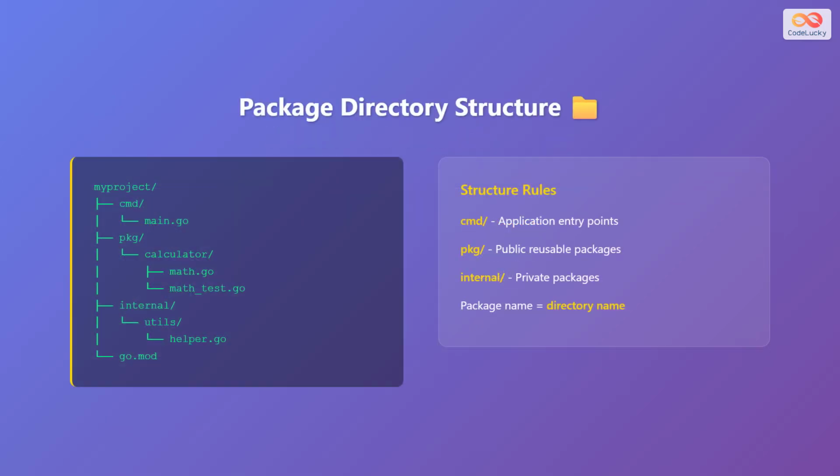Let's explore the recommended directory structure for Go packages. Typically, you'll have a main directory for your project, such as MyProject. Inside, you'll find several key folders. The cmd directory holds application entry points, where your main.go file resides. The pkg directory contains public, reusable packages like calculator, which in turn may have math.go and math_test.go. The internal directory is for private packages, such as utils, with helper.go. Lastly, the go.mod file manages module dependencies. Remember, the package name should always match the directory name.